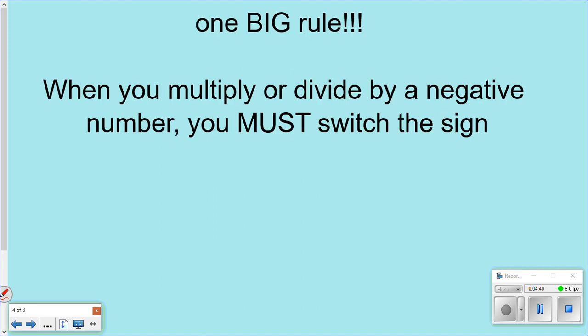Okay, so there's one big rule when it comes to doing these types of problems with inequalities. And this is it. When you multiply or divide by a negative number, you must switch the inequality sign. So you better get this written down. And we're going to do plenty of examples of this.